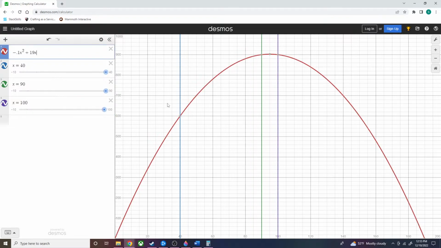Well, now we can click on these four dots here. And we can see that whether he charges 90 or whether he charges 100, he's now bringing in $900 every week instead of just 600. So by raising his price, he has brought in more revenue for himself.